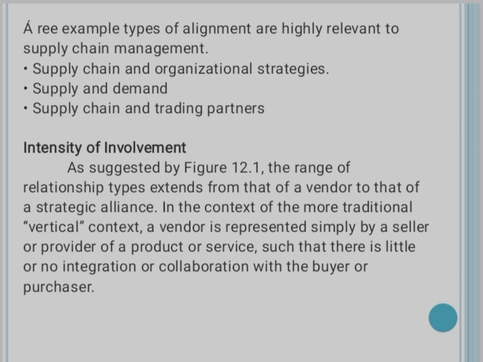Effective supply chain management requires a close collaboration between trading partners as they work together to ensure that products are delivered efficiently to meet customer demand. Next, intensity of involvement. As suggested by figure 12.1, the range of relationship types extends from that of a vendor to that of a strategic alliance.